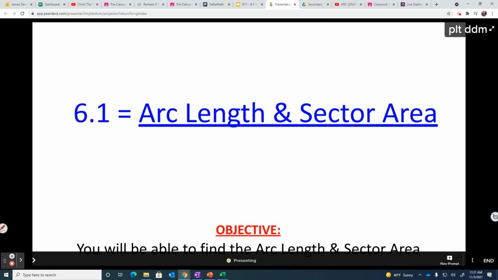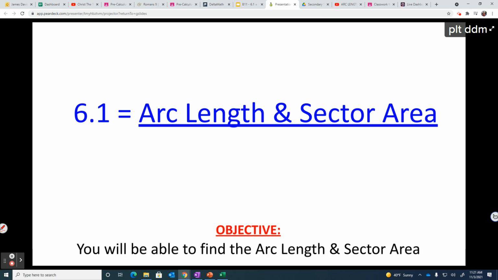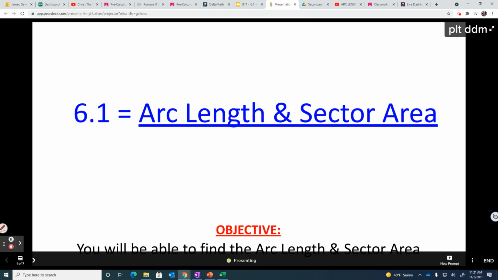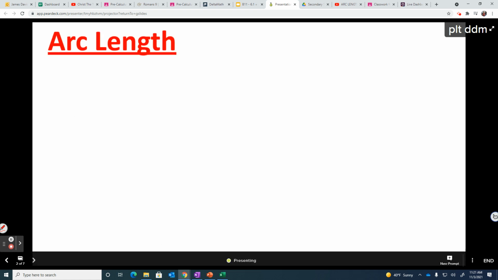The two things we're going to learn are called arc length and sector area. They both have to do with angles and also circles. Arc length and sector area. So first up is arc length.